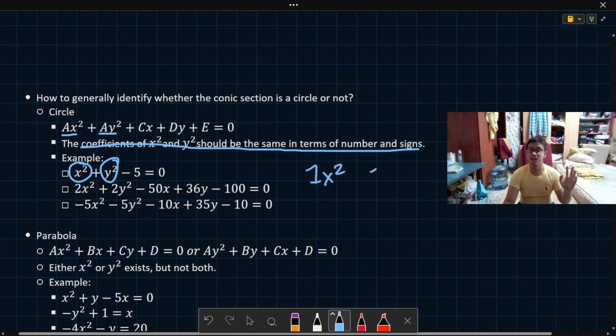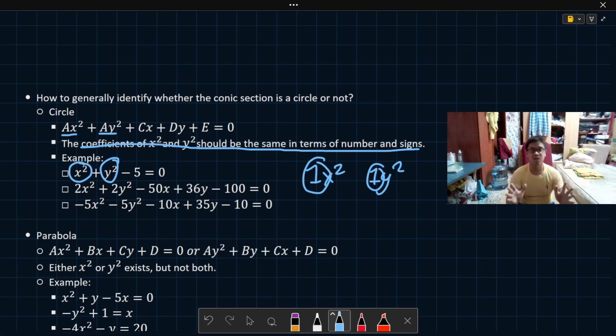And y squared, similarly, is just the same as 1 times y squared. Now take a look. Both of them have the same number, and both of them are positive. So the same number, the same sign, that's a circle. That's it. Same number, same sign, that's the circle.